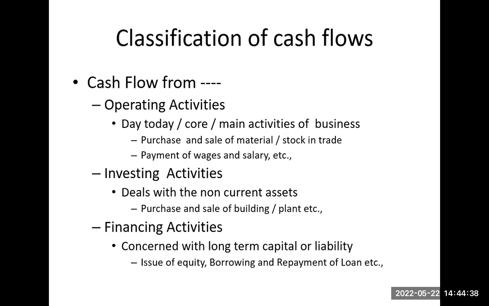Now you have cash 1 lakh rupee in the business. Business has 1 lakh rupee cash. It goes and buys a piece of land for 50,000 rupees. That 50,000 rupees investment in piece of land is called investing activity. Buying of non-current asset or selling of non-current asset. Buying results in outflow, selling results in inflow. That's all. You got the clarity?